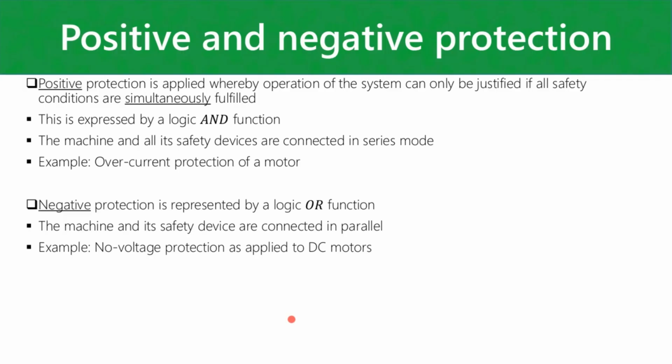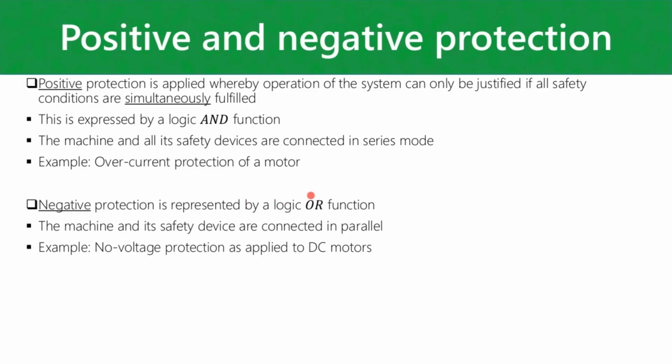An example of that would be overcurrent protection of a motor. Overcurrent protection will always be in series with the device that it's protecting. So if that device is not present, then the machine can't work. If it's not present or operational, then the machine cannot be operated.